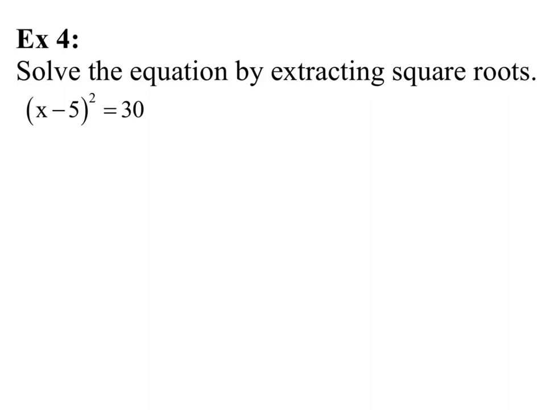Example 4, solve the equation by extracting square roots. Okay, in order to get rid of the square here, I need to take the square root of both sides to undo that square. So then I get x minus 5 equals square root of 30. All right, a common mistake is that many students forget to incorporate the positive and the negative. All right, don't forget that. So now I have positive, negative square root of 30.